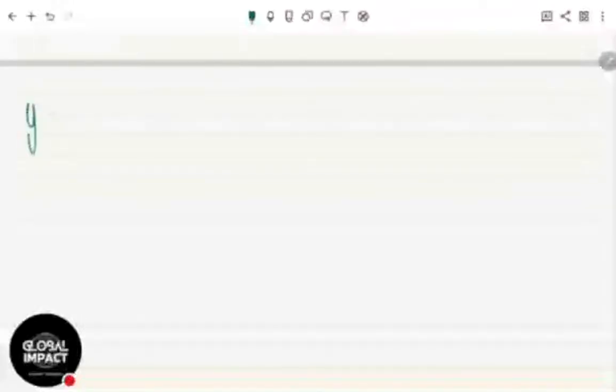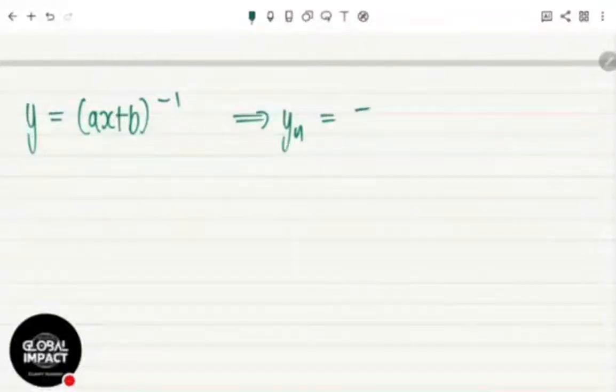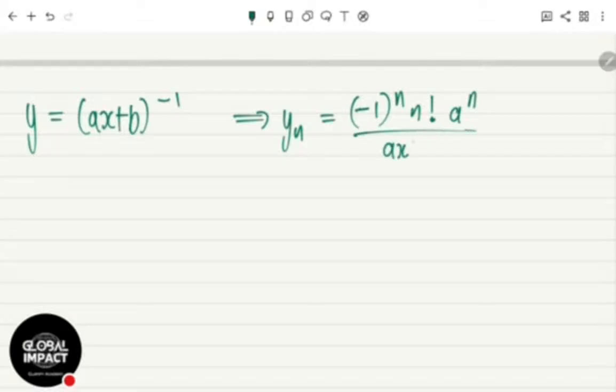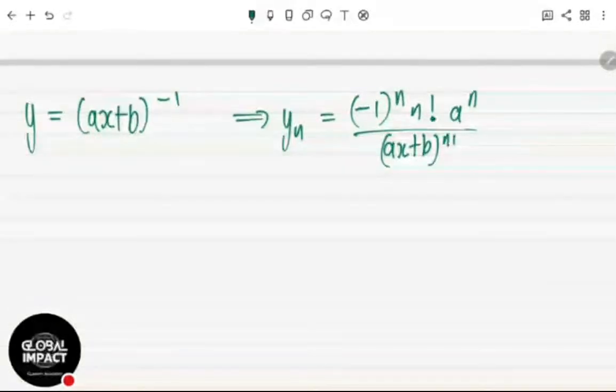In the table, you see that for our table. Let's put the cases which you guys will have. If you have y is equal to ax plus b to the power of negative 1, then you must know that your nth derivative is going to be negative 1 to the n, n factorial, a to the n over ax plus b to the n plus 1.